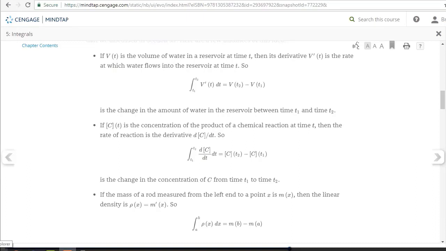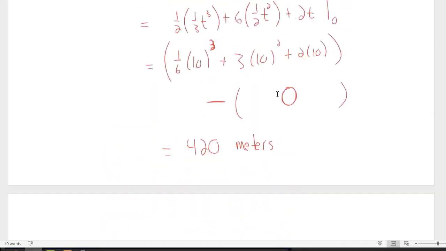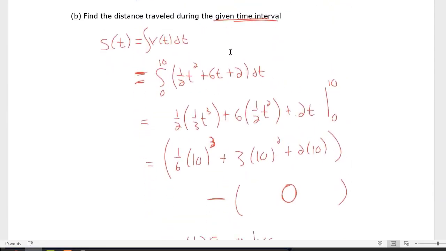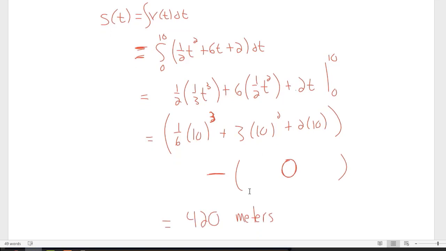There are actually lots of different applications of this idea of net change. In fact, our distance problem that we just did was exactly that. I integrated the velocity function, and it told me the change in position, which is distance. Whenever I integrate a rate of change, remember velocity is the rate of change of position, so I'm integrating the derivative of position, and that's giving me the net change in position, 420 meters in this example.